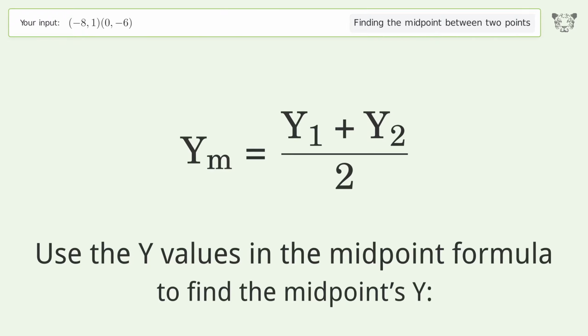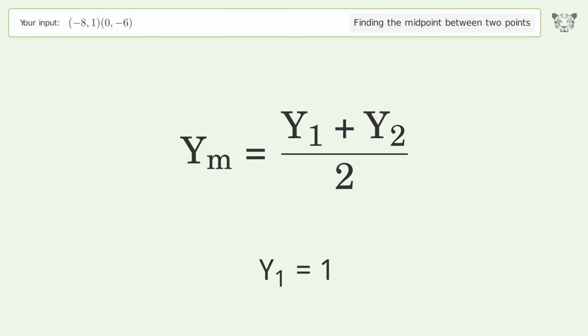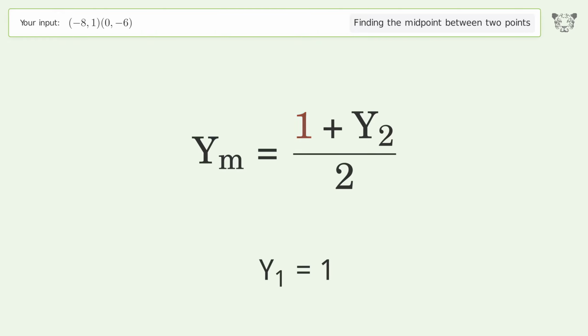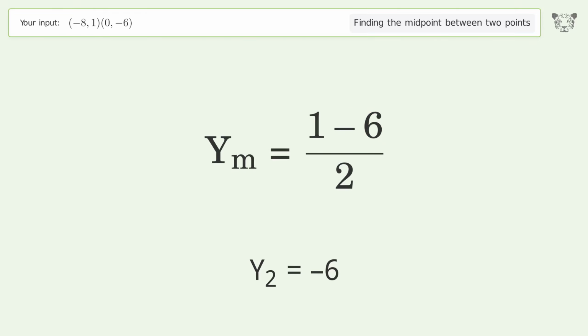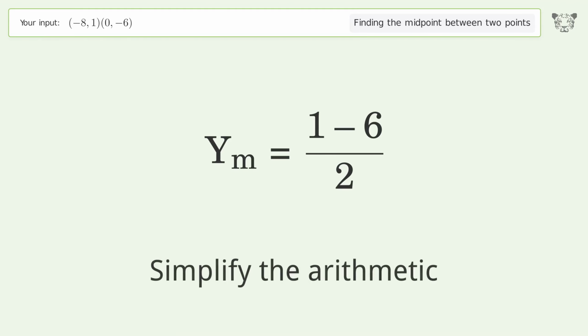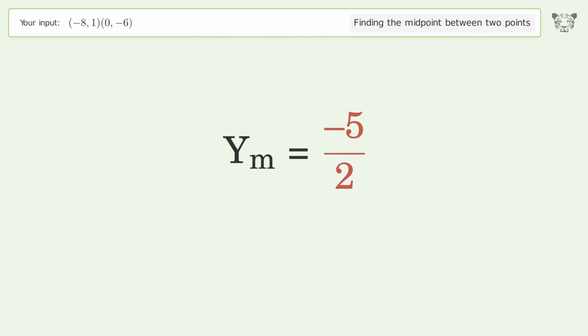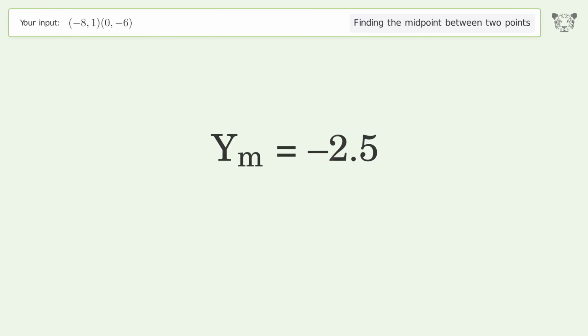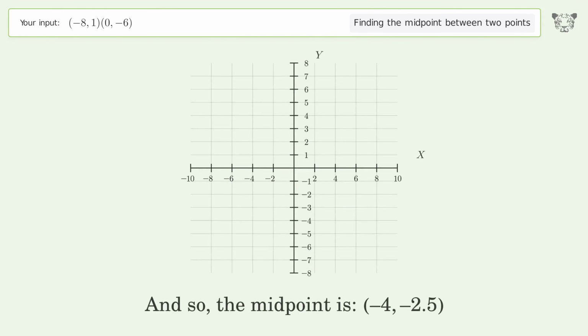Use the y values in the midpoint formula to find the midpoint's y. y1 equals 1. y2 equals -6. Simplify the arithmetic. And so, the midpoint is -4, -2.5.